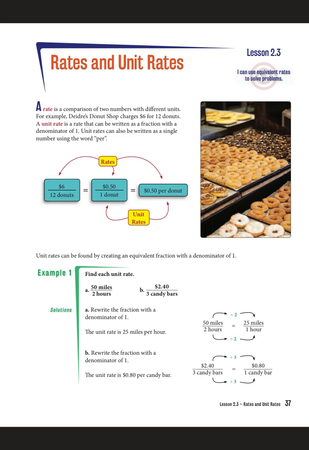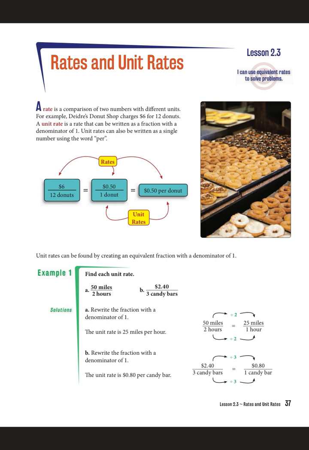So a rate is a comparison of two numbers with different units. For example, Deidre's Donut Shop charges $6 for 12 donuts. A unit rate is a rate that can be written as a fraction with a denominator of 1. Unit rates can also be written as a single number using the word per.